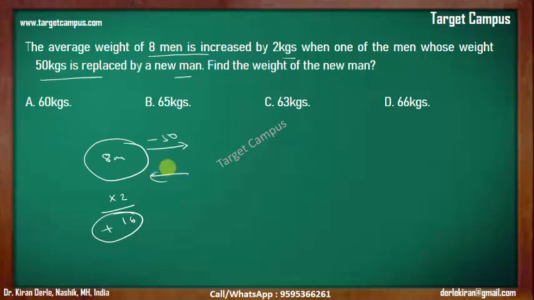What should come? 50 plus 16 should come back. Then only the effect on the total will be plus 16. So the new man should be 66 kg. That's the answer choice. Hope you are getting this point. Try to understand this. Very easy techniques to cope up with averages, guys.